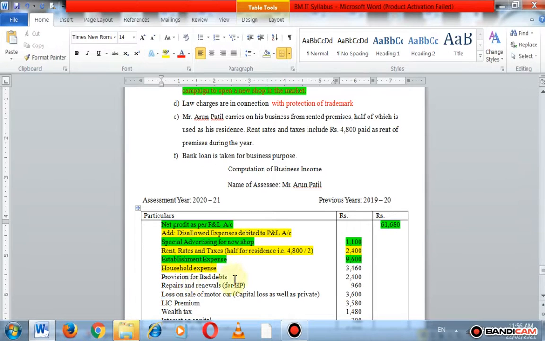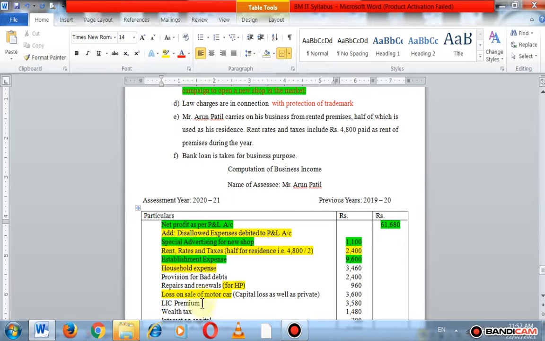त्यानंतर रिपेअर्स आणि रिन्युअल्स. परंतु रिपेअर्स अँड रिन्युअल्स हे बिझनेस प्रिमायसेसचं सांगितले का, नाही. काय म्हटले, हाऊस प्रॉपर्टी. हाऊस प्रॉपर्टी म्हणजे स्वतःची काय प्रॉपर्टी असेल तिचं त्यानं काय केलं असेल, रिन्युअल केलं असेल, रिपेअर केलं असेल तर ते डिसअलाउड. लॉस ऑन सेल ऑफ मोटार कार म्हणजे मोटार कार विकली आणि त्याला झालेला लॉस आहे. कॅपिटल लॉस आपण विचारात घेत नाही. त्याचबरोबर त्यांनी काय सांगितलं की जी मोटार कार आहे ती त्याची प्रायव्हेट पर्पजसाठीच तो वापरत होता. मग प्रायव्हेट पर्पज असेल किंवा कॅपिटल लॉस असेल दोन्ही डिसअलाउड आहेत.